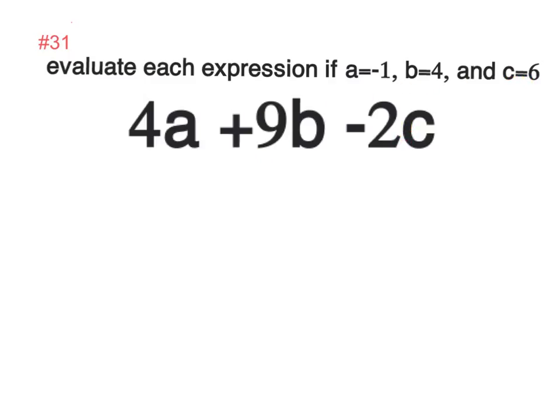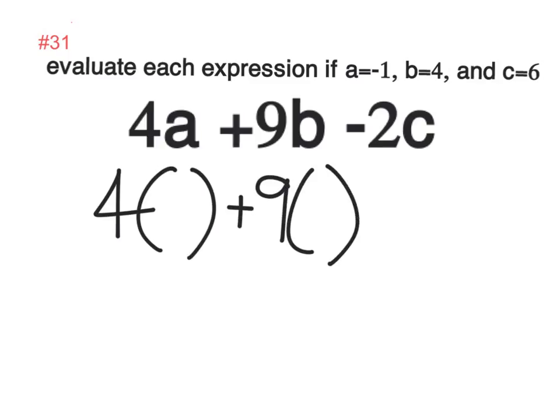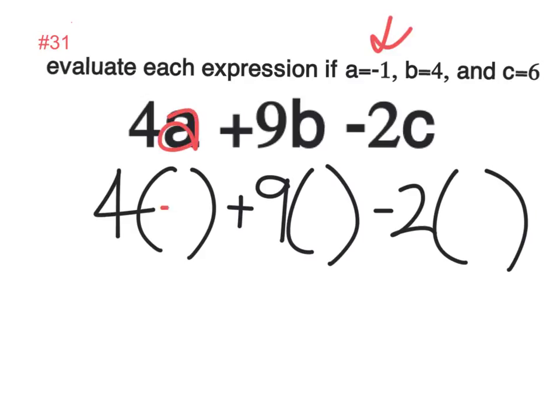So the first thing that we're going to need to do is I'm going to rewrite this expression, and I'm going to do an open parentheses for each variable. That way I like to keep myself nice and organized. Next, I'm going to change the A to the -1. I see B is 4, so I'm going to pop in the 4 right there. And then finally, let's pop in this 6 for a C.